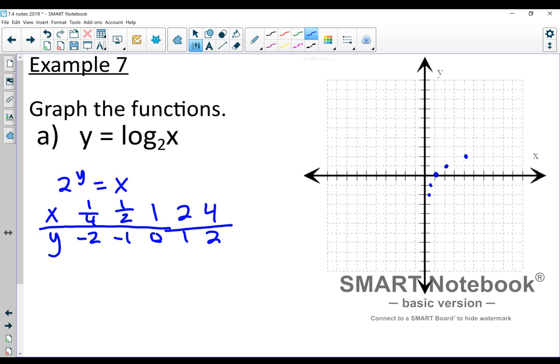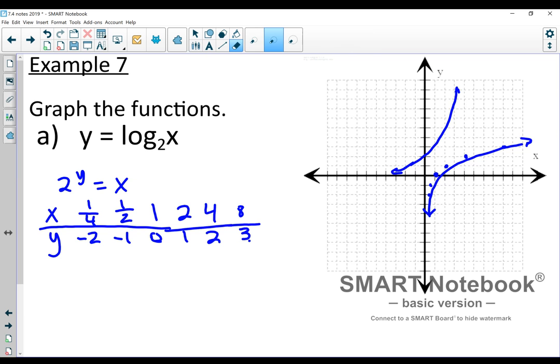4 is 2. I'm going to add one more number here because I can. If my y is 3, 2 to the third power is 8. So 8 for x, 3 for y. So my function looks like this. So again, think about how that exponential function would look and how we have reflected that over that line y equals x.